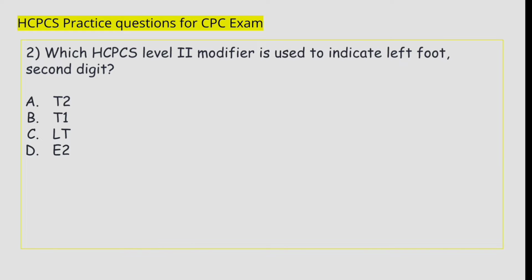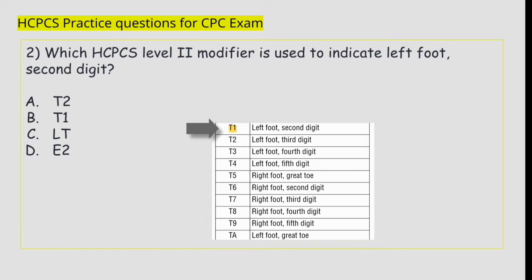Next question. Which HCPCS Level 2 modifier is used to indicate left foot second digit? Option A T2, option B T1, option C LT, option D E2. So where you'll find the answer for this? In your HCPCS book, in the last cover page, they have mentioned ambulatory modifiers. In that you can find for left foot second digit, the code is T1. So the right answer will be option B.